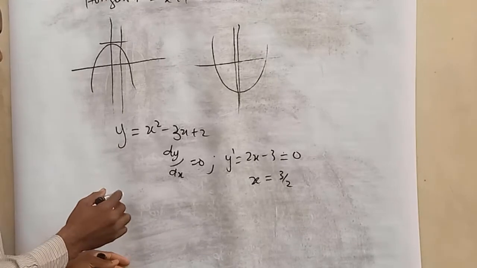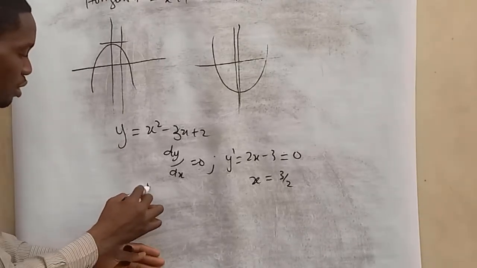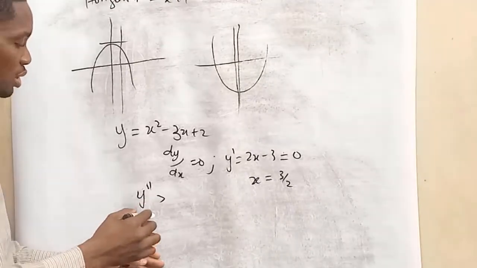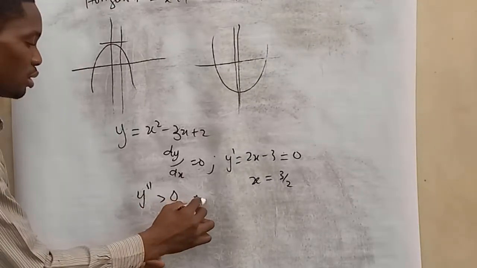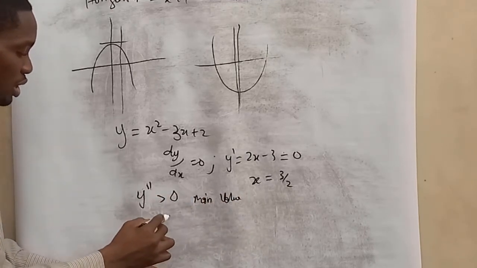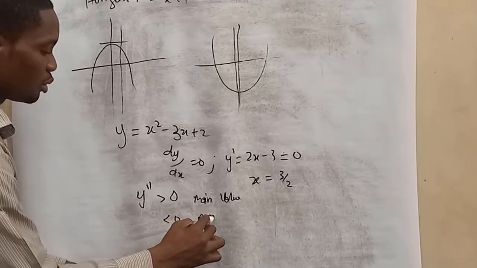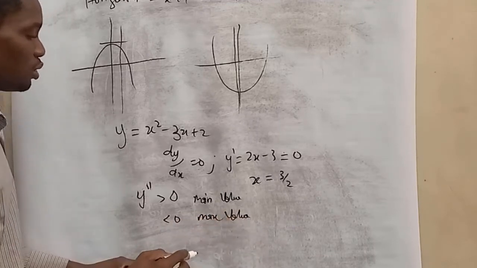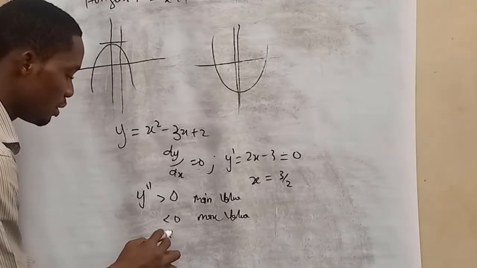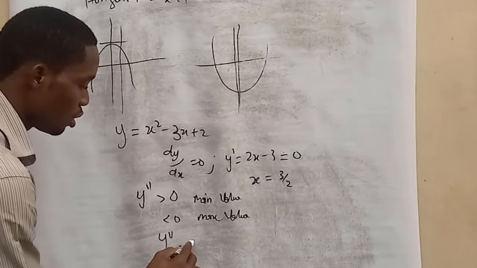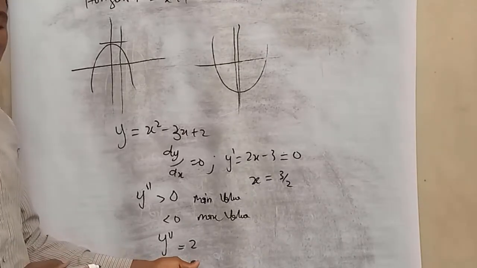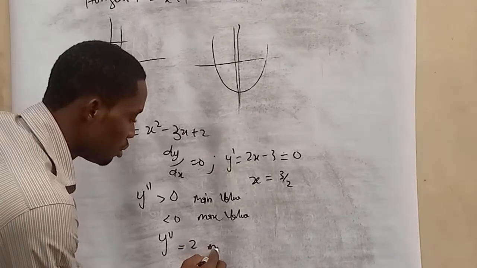And finally, for your maximum and minimum point, you use y prime prime. When your y prime prime is greater than 0, we're looking at a minimum value. When my y prime prime is less than 0, I'm looking at a maximum value. So let's solve and see what we get. Getting y prime prime, I have y prime prime equals 2. Since my y prime prime is equal to 2, I have it as my minimum value.